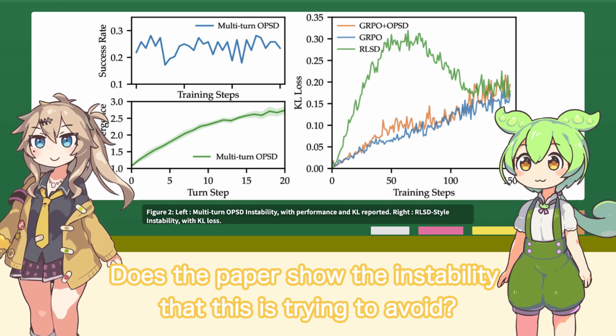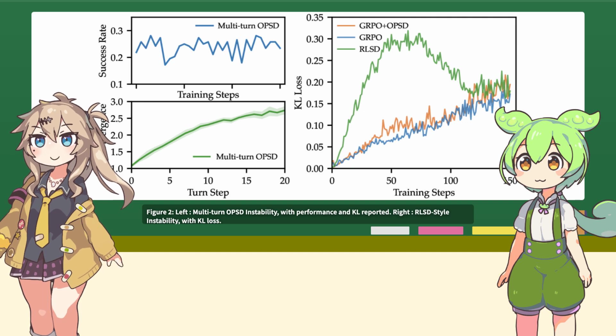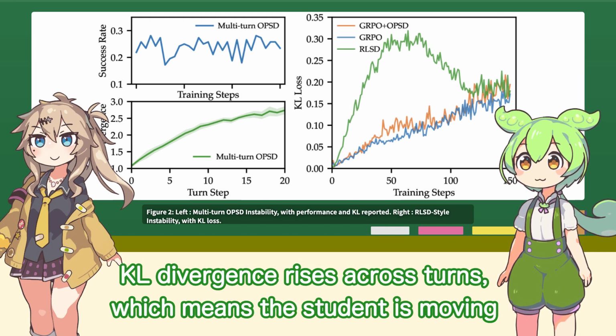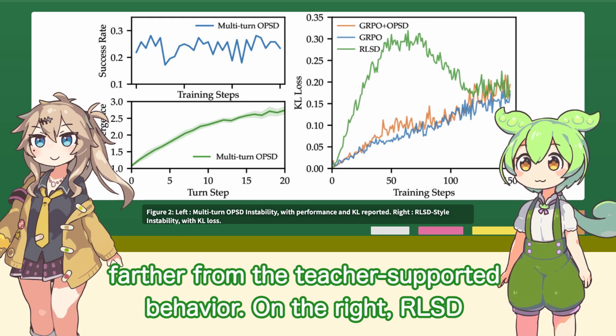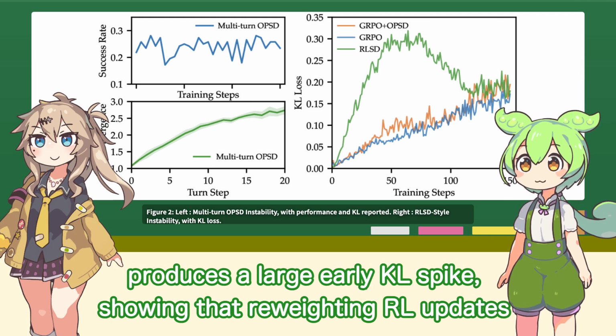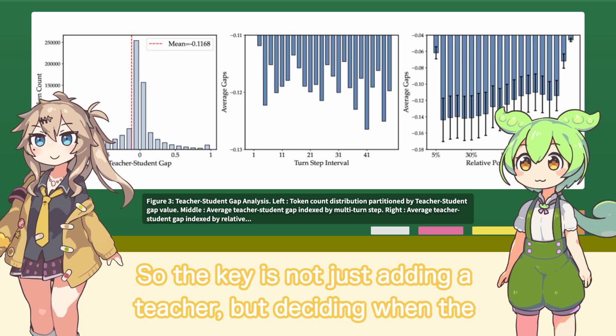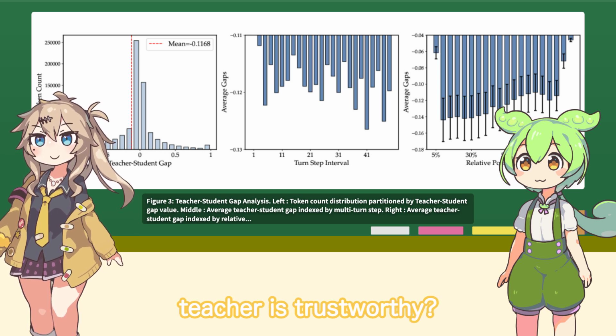Does the paper show the instability that this is trying to avoid? Yes, on the left, multi-turn OPSD keeps a noisy success rate while the KL divergence rises across turns, which means the student is moving farther from the teacher-supported behavior. On the right, our LSD produces a large early KL spike, showing that rewriting our L updates by self-divergence can over-amplify mismatch. So the key is not just adding a teacher, but deciding when the teacher is trustworthy.